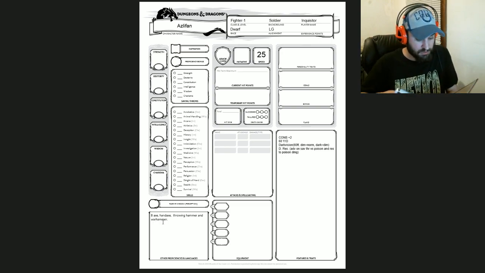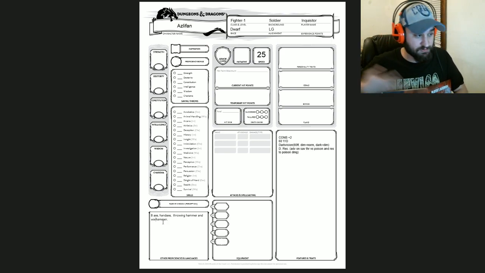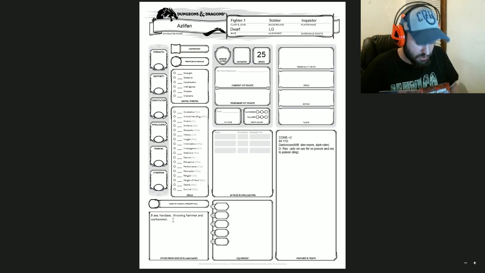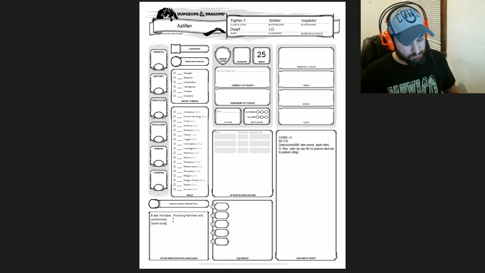There you go. Then you have a tool proficiency. You gain proficiency with the artisan tools of your choice: smith tools, brewer's supplies, or mason tools. I personally chose the smith tools. There we go. We have stonecunning, which means whenever you make an intelligence history check related to the origin of stonework, you are considered proficient in the history skill and add double your proficiency bonus to the check instead of your normal proficiency bonus.